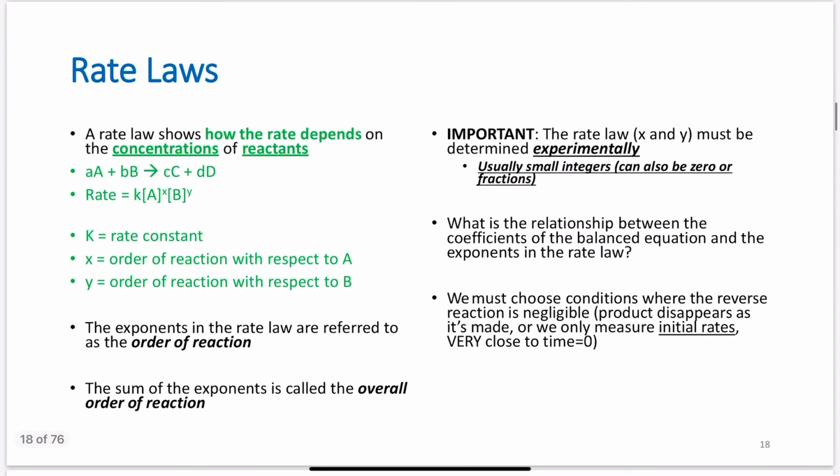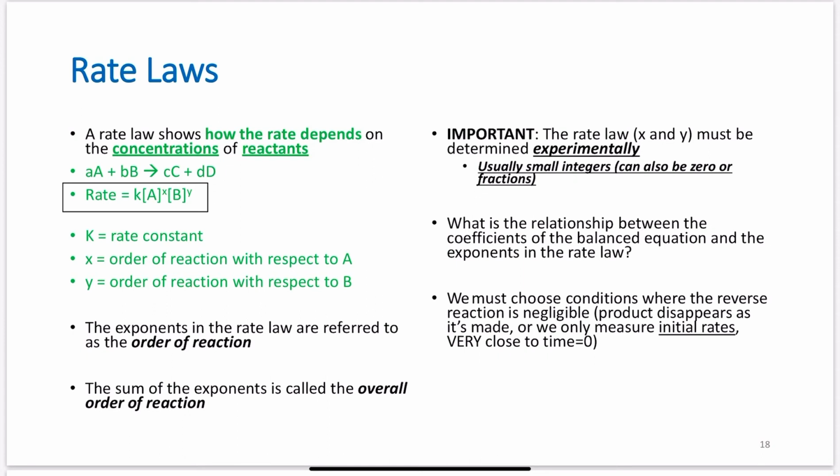So what is a rate law doing? Rate versus rate law. Rate is when I talked about the change, the disappearance of a reactant over time, or appearance of product over time. The rate law, though, shows how the rate depends on the concentrations of the reactants. So again, a moles of A reacting with b moles of B to give me c moles of C plus d moles of D has the rate law: rate is equal to k times concentration of A raised to x times concentration of B raised to y. Again, k is your rate constant. x is referred to as the order of reaction with respect to A, and y is referred to as the order of reaction with respect to B.